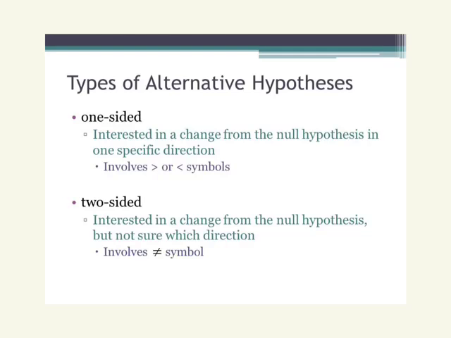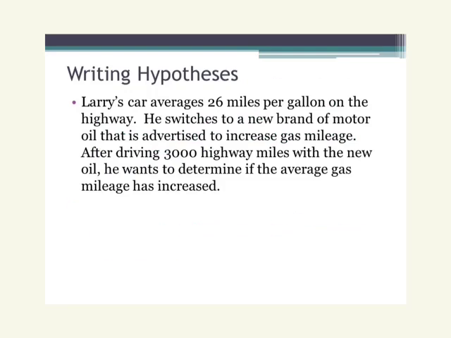All right? So what I want to do next then is just look at a couple of examples of hypothesis writing. So I'll give you an example, and we're going to write some hypotheses here. So here's our first example. All right? Let's say Larry's car averages 26 miles per gallon on the highway.